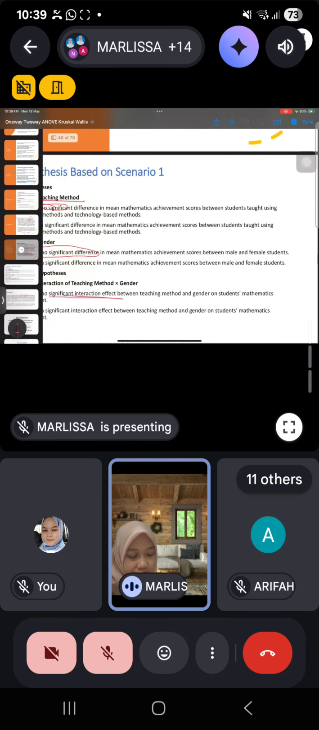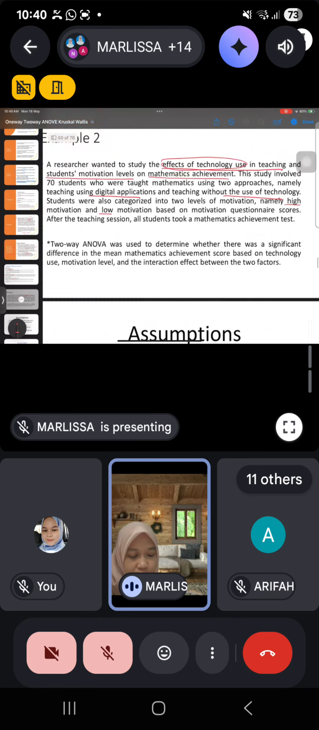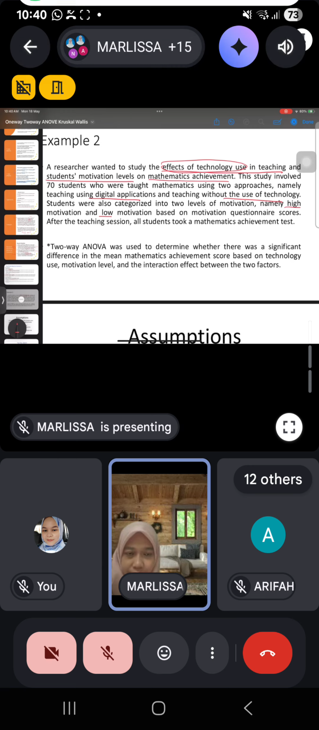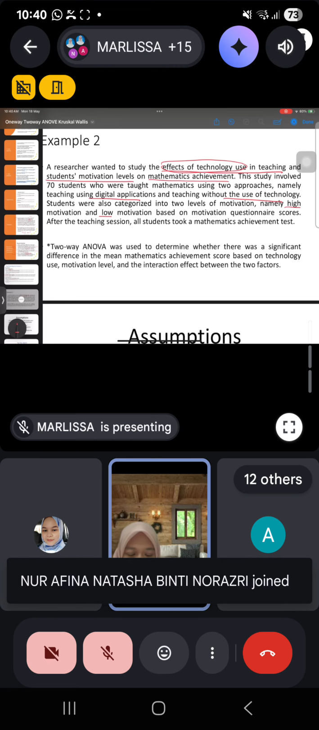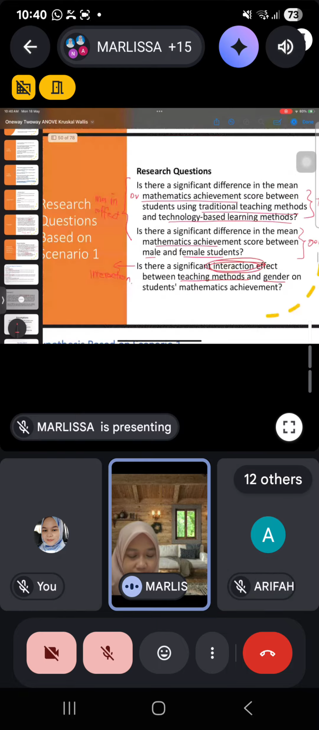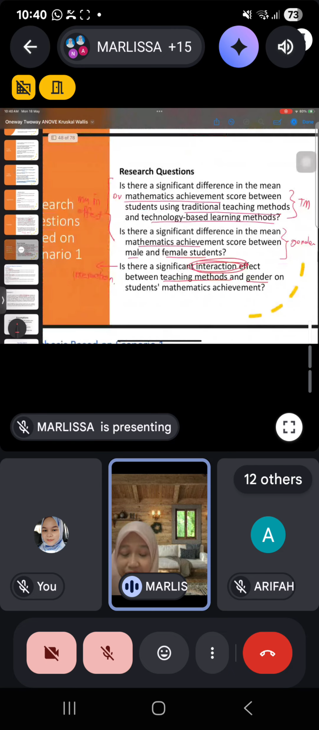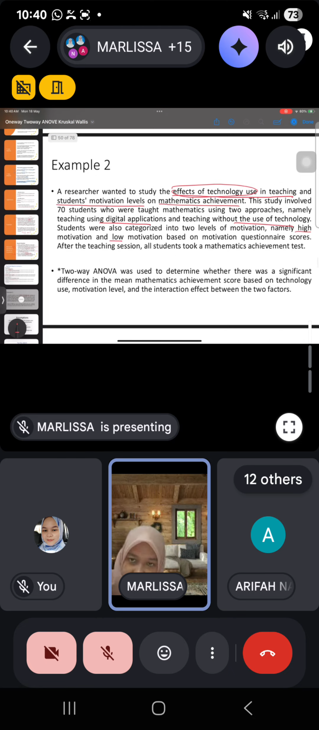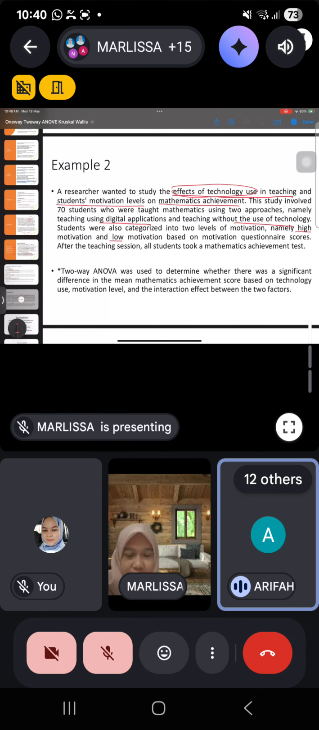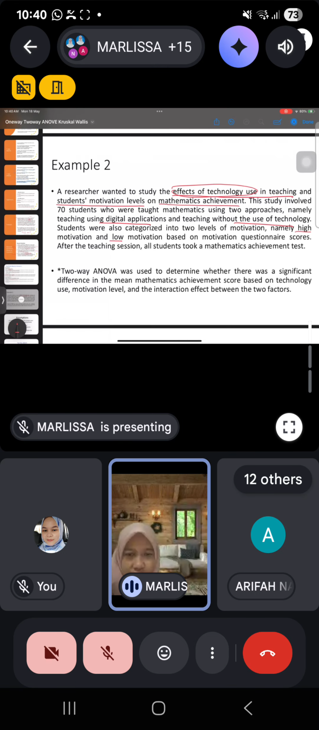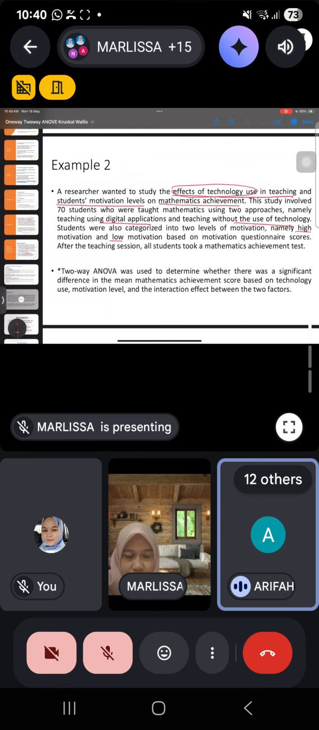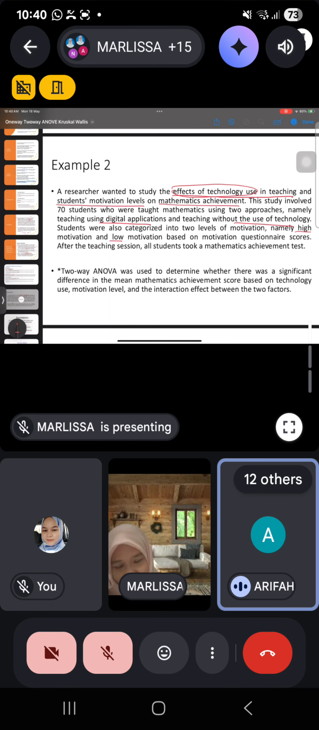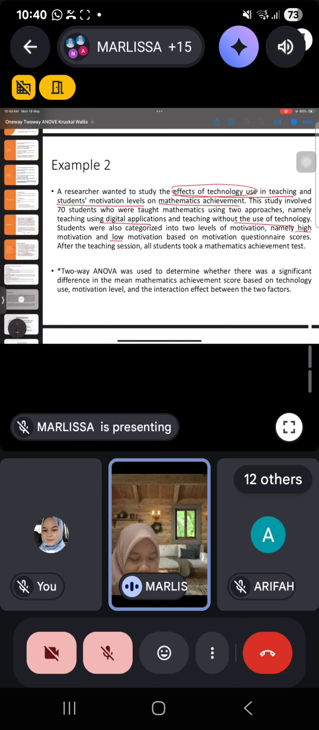And the second one, for motivation levels, can someone tell me what is the research question? Research question, is there? Can someone continue? Is there a significant difference in the mean score of mathematics achievement between high and low motivation levels? Okay, yeah, all right. Very good.